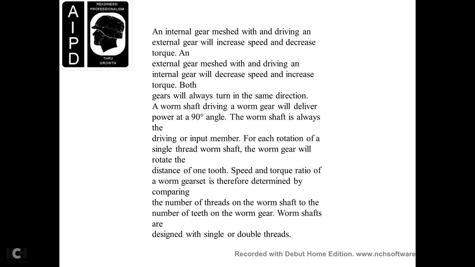A worm shaft driving a worm gear will deliver its power at a 90 degree angle. The worm shaft is always the driving or input member. For each rotation of a single thread of the worm shaft, the worm gear rotates a distance of one tooth. The speed and torque ratio of the worm gear is determined by comparing the number of threads on the worm shaft to the number of teeth on the worm gear. Worm shafts are designed with single and double threads.